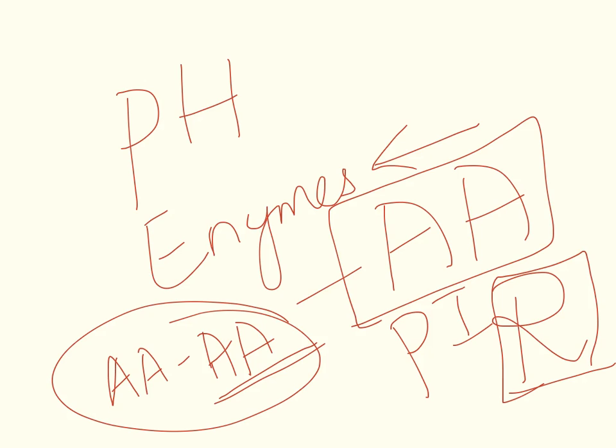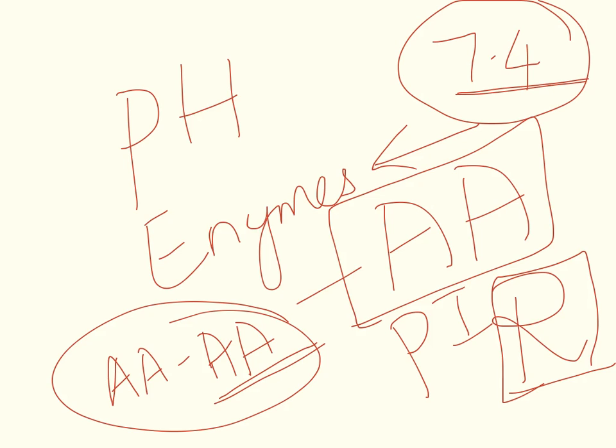So for the most part, in physiological pH of 7.4, most of the enzymes work, but there are others, such as pepsin, that work at acidic pH, but it's very specific. So for the most part, it's physiological pH of 7.4, and if the pH is changed, the enzyme activity also gets disrupted. The third factor is the concentration of enzyme and the substrate.